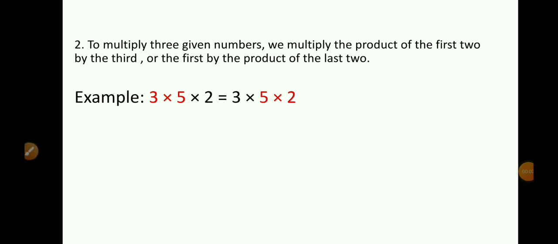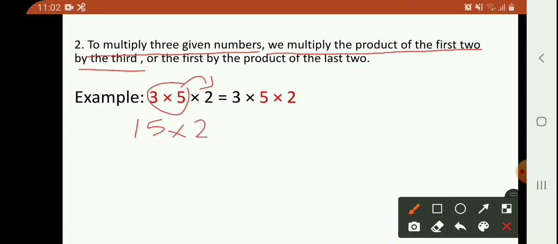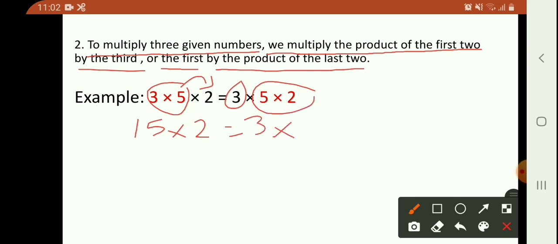Let's see another property of multiplication. To multiply three given numbers لحتى نضرب 3 أرقام ببعضهم, we multiply the product of the first two by the third. 3 times 5, 15 times 2 equal 30, or the first by the product of the last two. 3 times the last two, 5 times 2, 10. 15 times 2, 30. 3 times 10, 30.